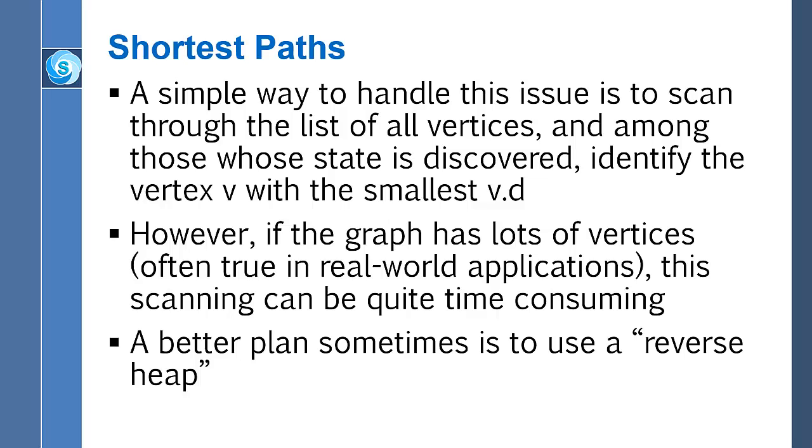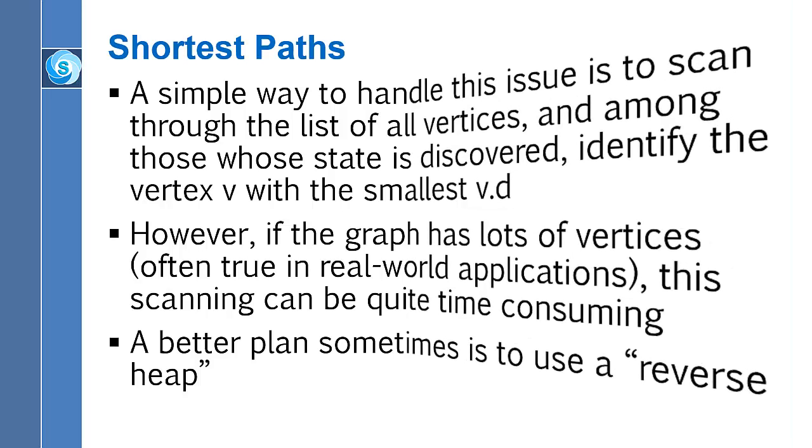Okay, so we're going to use a better plan. We're going to use a reverse heap. If you recall, a reverse heap is a very nice structure. It's basically the same as a heap, but you keep the smaller numbers at the top instead of the bigger numbers at the top. And we'll use this reverse heap as a priority queue. The one that we pop off the heap will be the vertex that we visit next.